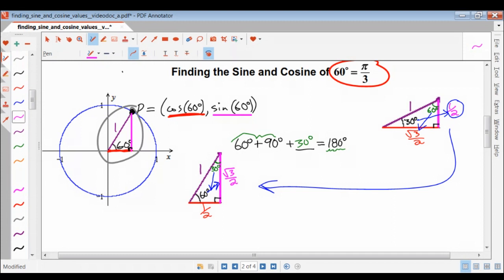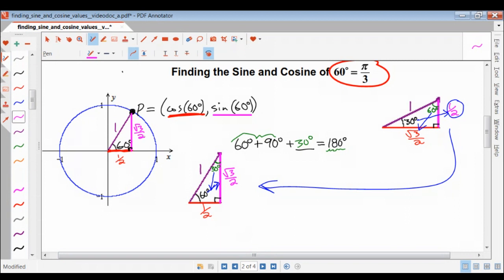Let me clean up that blue stuff. Oops, that's not what I want to get rid of. All right, I'll just leave it. Okay. Now coming up to our original triangle, notice that what this means is that this red little stick here is 1/2 unit long, and the pink stick is root 3 over 2 units long.